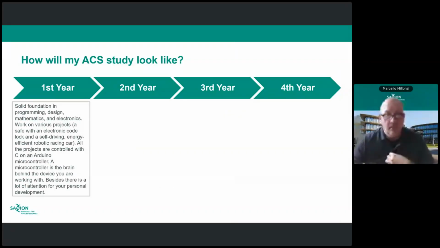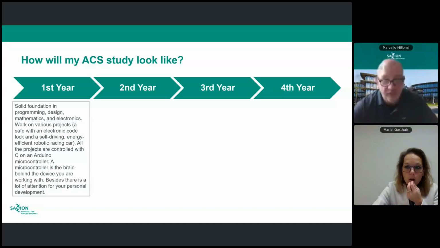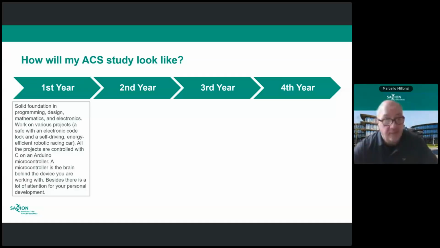So the program of applied computer science, it is a 4-year program, if you would be successful every year with the modules that you do in that year. So in the first year, we focus on a solid foundation in terms of programming and design and mathematics and electronics, because you do need those as tools for the remainder of the program.